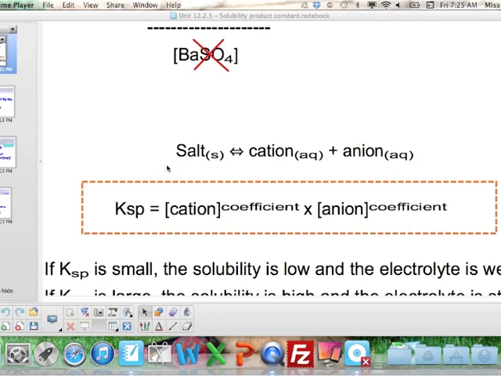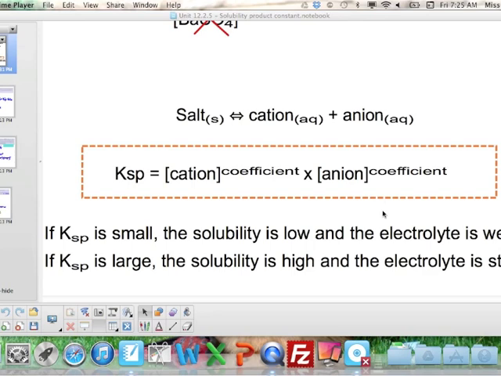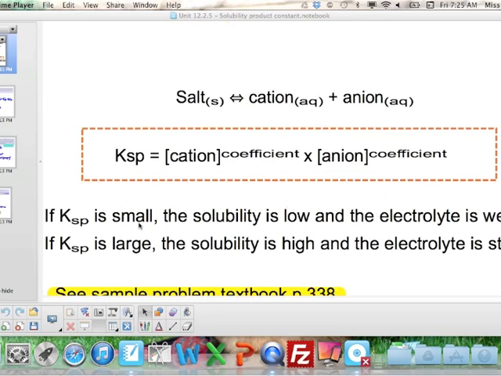We have a salt that dissociates into a cation and an anion, and that's basically what we use for the calculation of the Ksp, each ion being to the power of its own coefficient. As usual, if the Ksp is small, that means that there's not much dissolution, there's not much reaction. So the solubility is low, and that's a sign of a weak electrolyte. If the Ksp value is large, the solubility is high. So I have a very strong electrolyte. It will dissociate a lot, and will conduct electricity very easily.